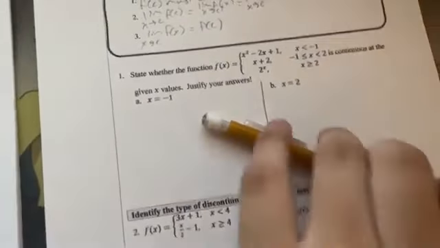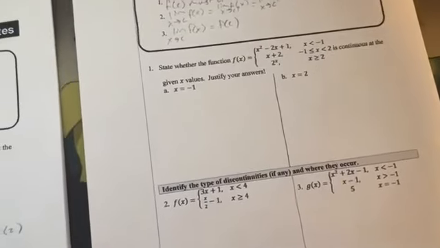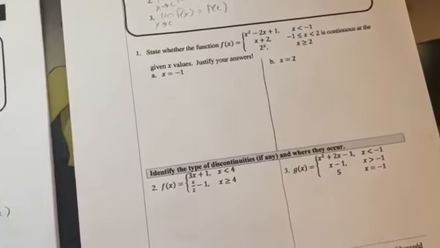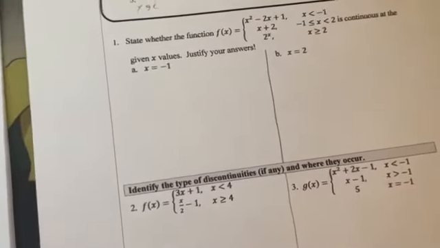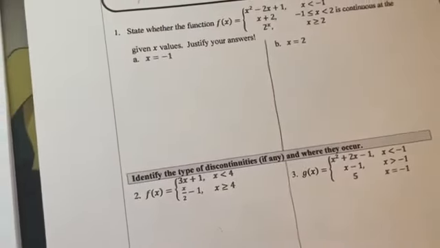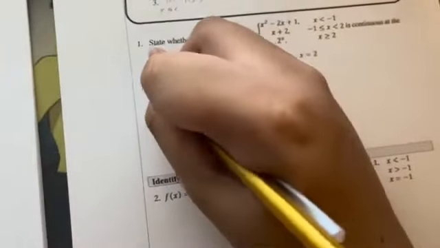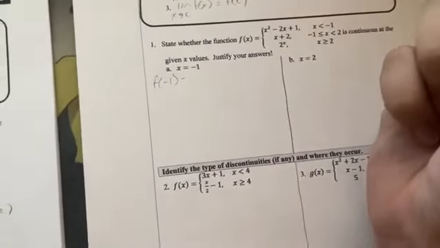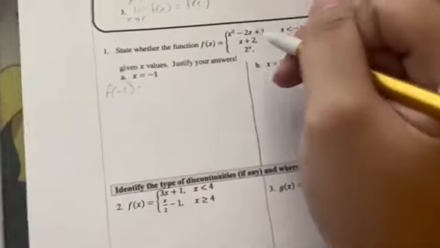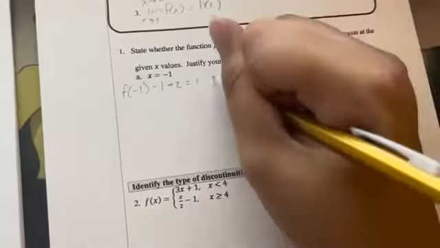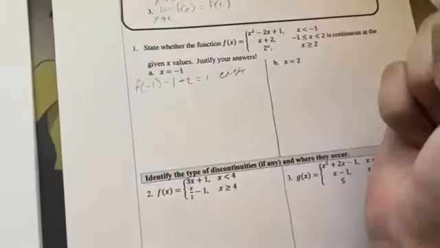First, we just want to see if f of -1 exists. So we'll say f of -1 is, use this equation right here. So it's -1 plus 2 equals 1. That exists. So now we're going to test it from both sides.